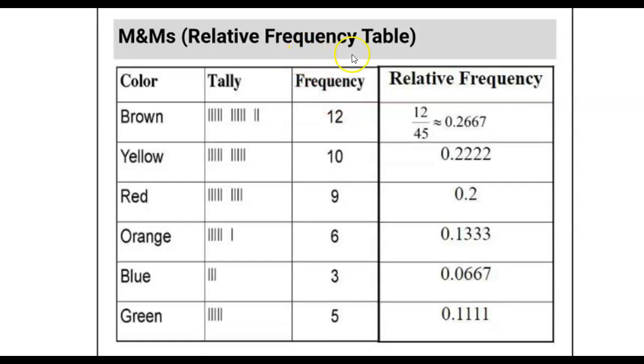All right, so the relative frequency table does look like this. We found that 0.26 repeating, or 0.267 as we round it, and all of these other values are rounded as well. See that we turn frequency into relative frequency.